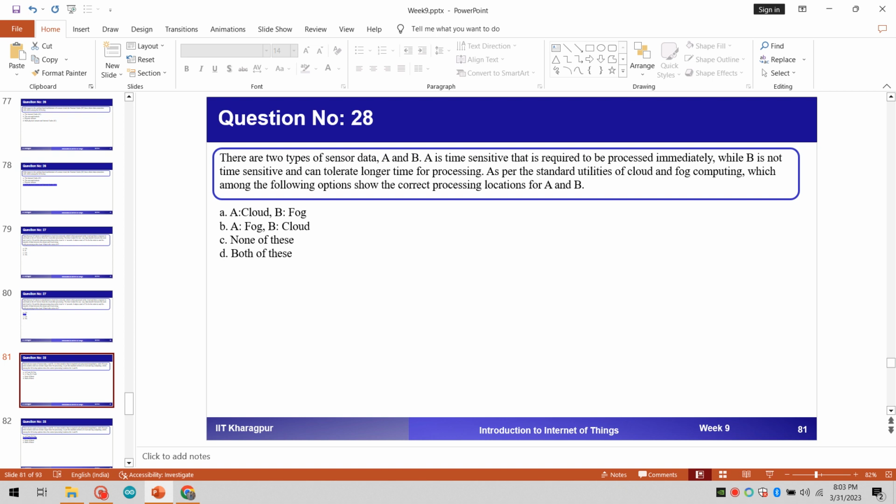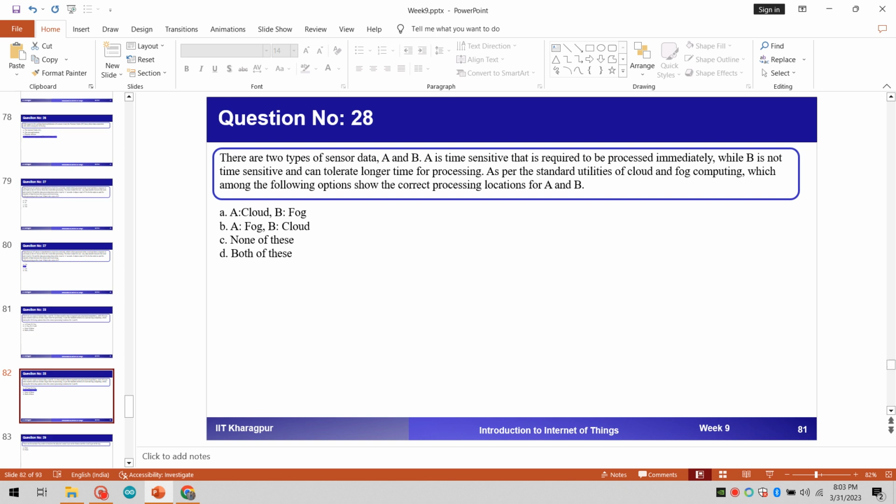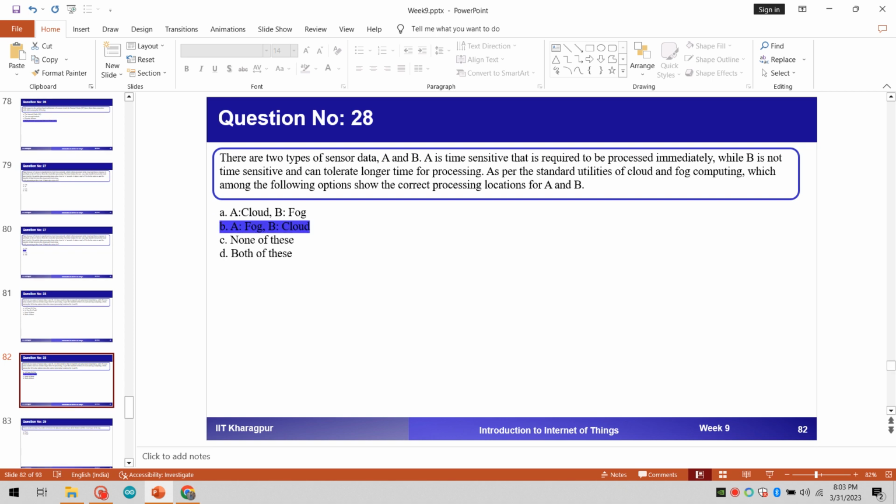Anyone? B is the correct option because A is time sensitive, so it should be processed near to the end devices. So A should be processed at fog and B can be processed at cloud.